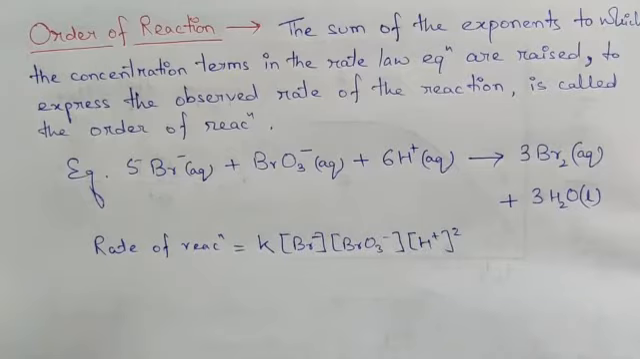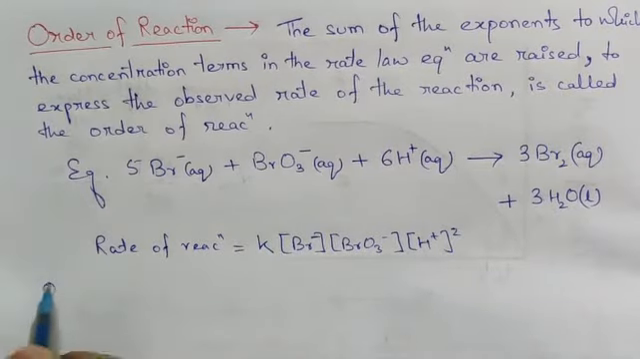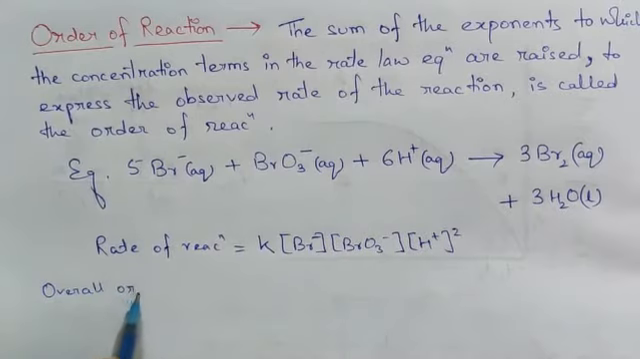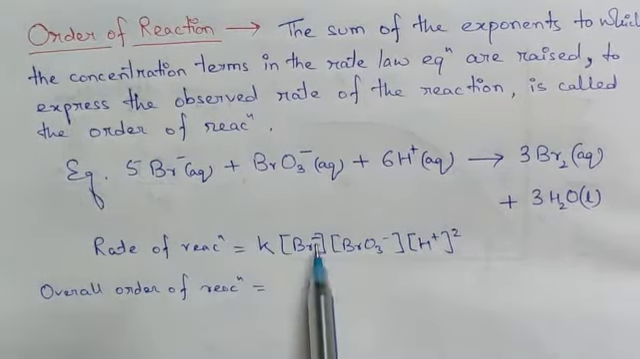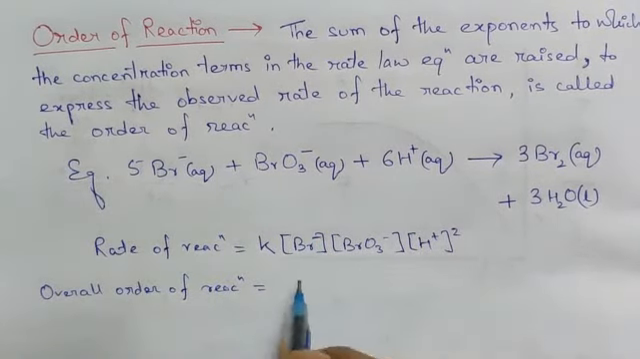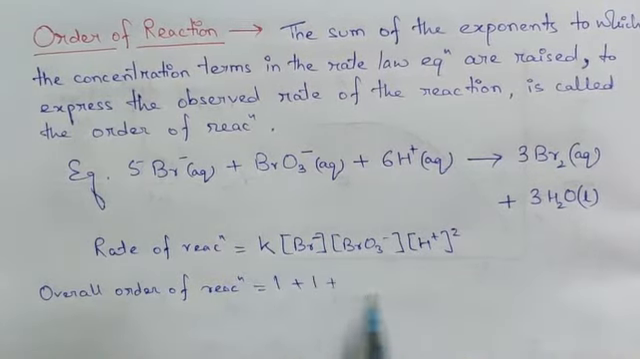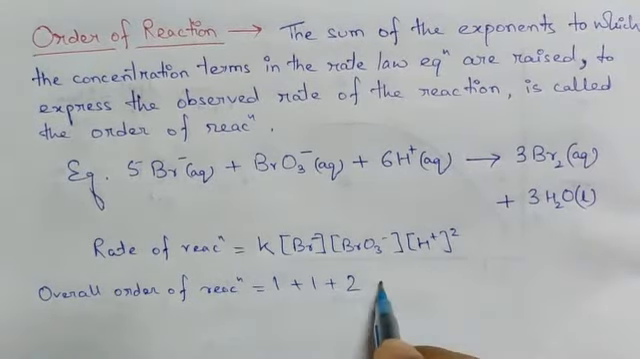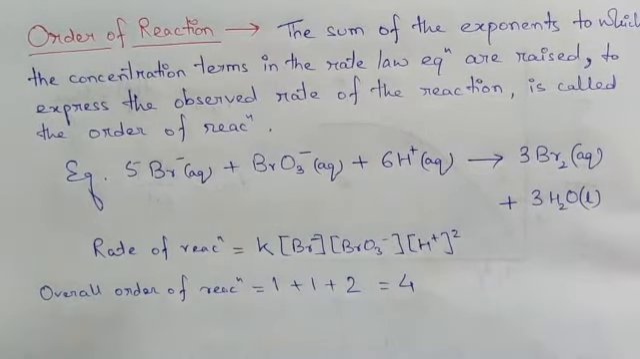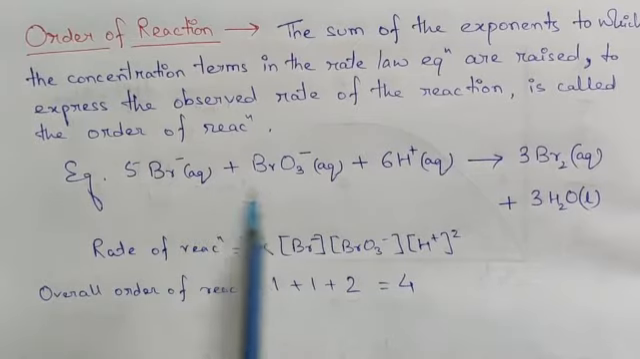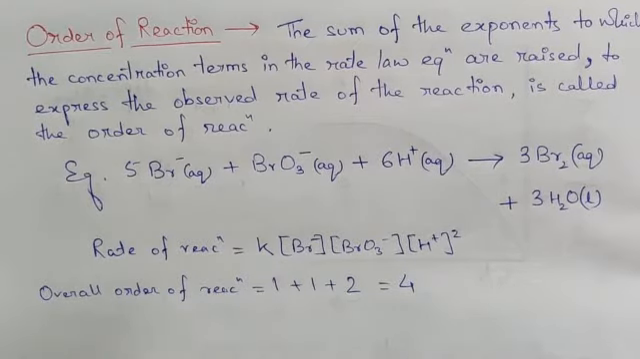So we can say that the overall order of reaction is the sum of the exponents. Here for bromide it is 1, for bromate 1, for hydrogen ion it is 2. So the overall order of reaction is 4 for this equation. Clear? So in this way we determine the order of reaction for each and every type of reaction depending on the experimental values of the different reactants which have taken part in the chemical reaction.